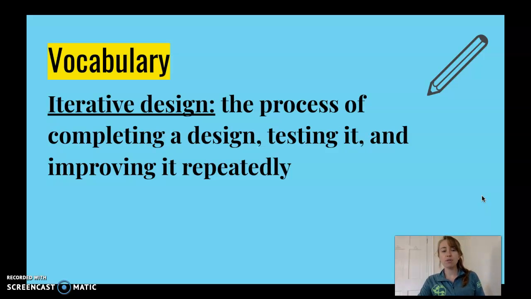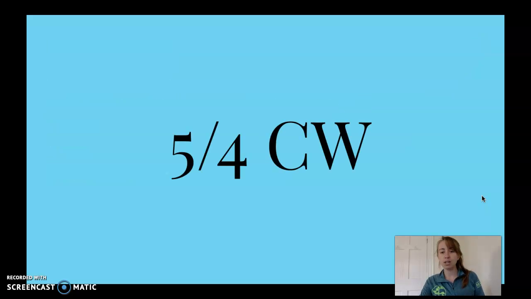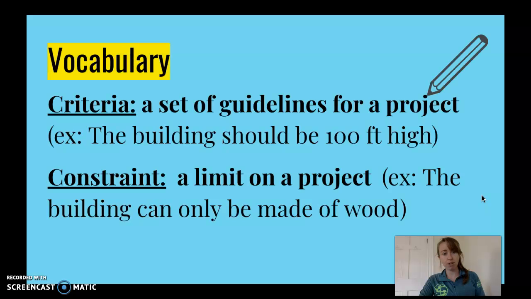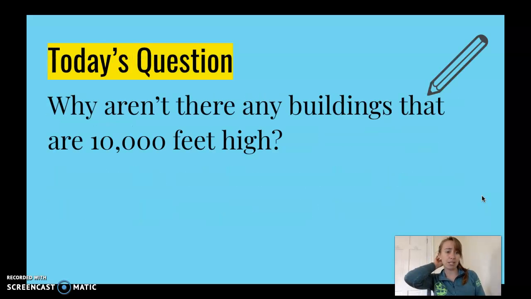All right, so you are going to do the 5-4 classwork. I want to talk about the final question in the classwork a little bit more because I want you to answer it in a specific way. So remember, the final question will be this: Why aren't there any buildings that are 10,000 feet high? I want you to really think about whether that is talking about a criteria or a constraint. I want you to bring one of those words into your answers. So why in the world are there no buildings that are even close to 10,000 feet high, and I want you to think about what a criteria or constraint around that might be.